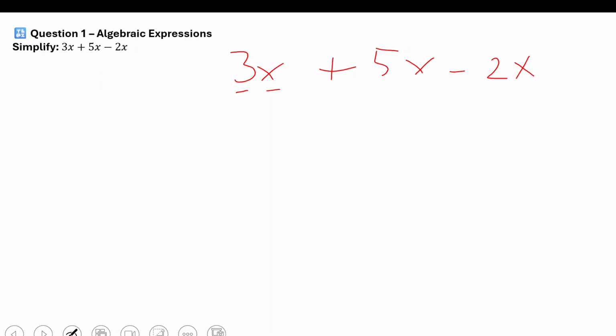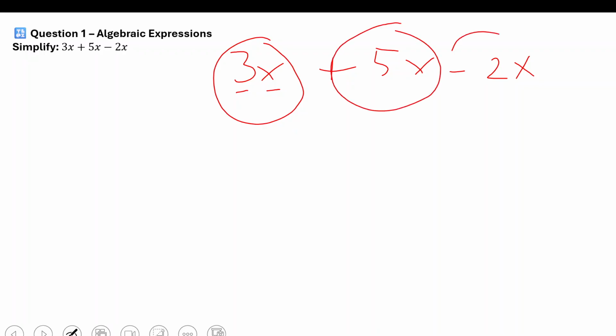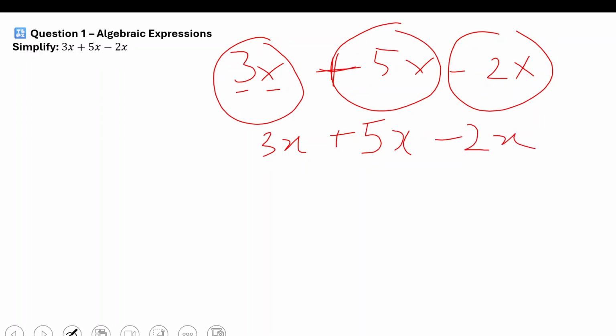And what you should do is to inspect to see that all the terms have the similar alphabet attached to the numbers. For example, this is a three-term algebraic expression where this is the first term, this is the second term, and this is the third term. Okay, so the plus sign goes with the term. So again, 3x plus 5x minus 2x is a three-term algebraic expression with every term like, similar.